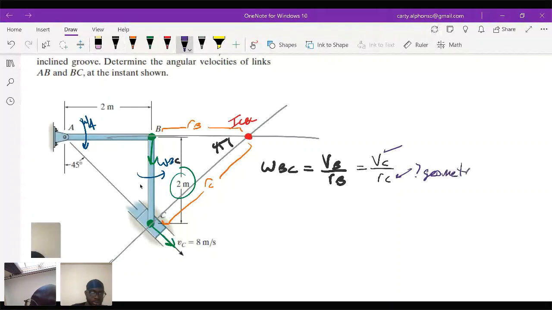And so it's easy enough to just say RC equals, that's the hypotenuse, so it would be sine of 45. I always mess this up.